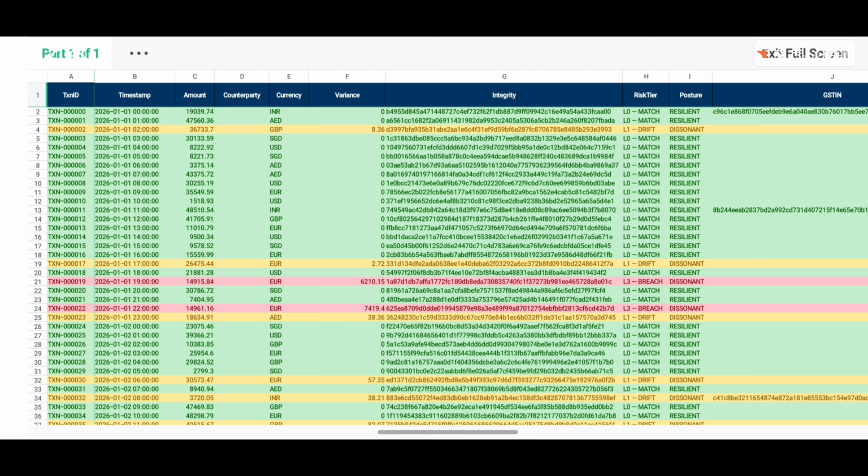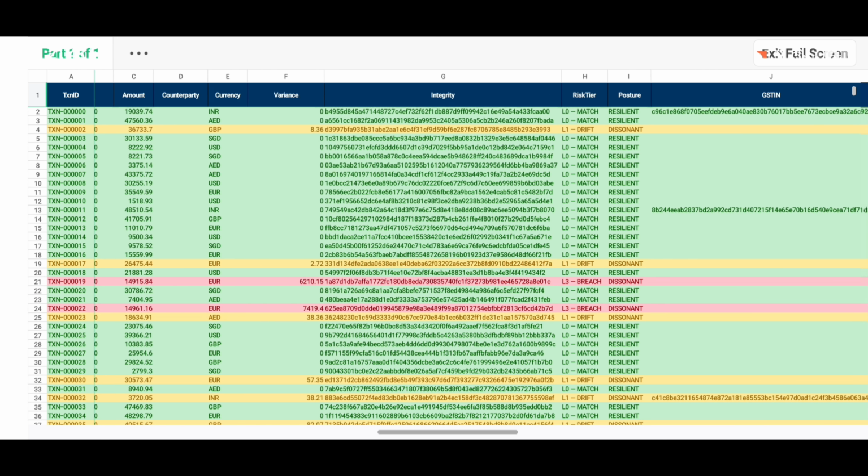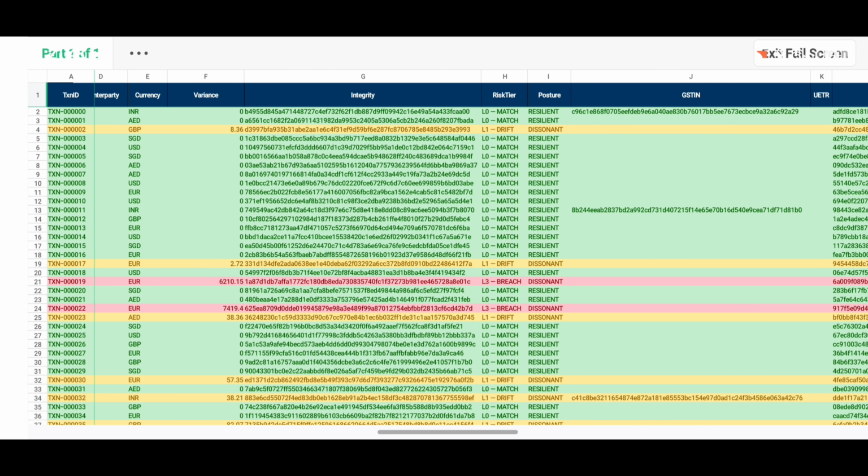Moving inward, we see the integrity engine. Every row is cryptographically secured with a SHA-256 hash. If a single digit is altered, the hash breaks and the risk tier escalates to L4 failure instantly.